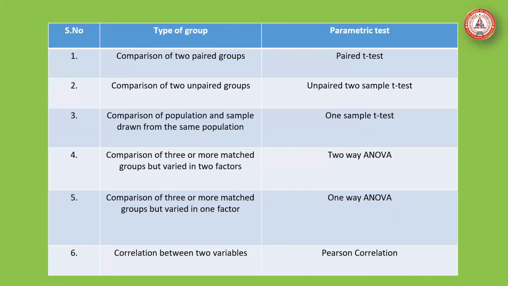Type of group, parametric test: comparison of two paired groups, paired t-test. Comparison of two unpaired groups, unpaired two sample test. Comparison of population and sample drawn from same population, one sample t-test. Comparison of three or more matched groups, but variation in two factors, two-way ANOVA. Comparison of three or more matched groups, but variation in one factor, one-way ANOVA.